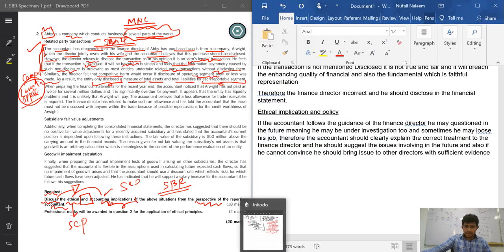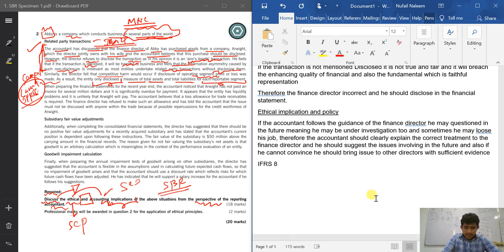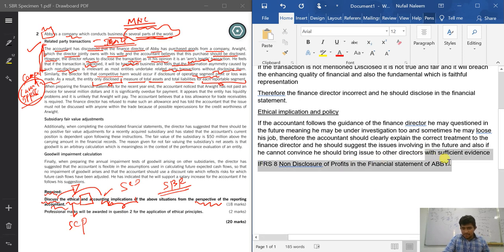So students, what I am going to write here? I am going to write here IFRS 8 non-disclosure. Look at the heading how I am structuring. Non-disclosure of profits in the financial statements, of which company? It is Abbey. In other words, I am being very specific to the company, and I am thinking that I am an accountant in this company.